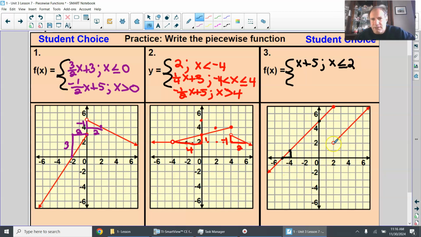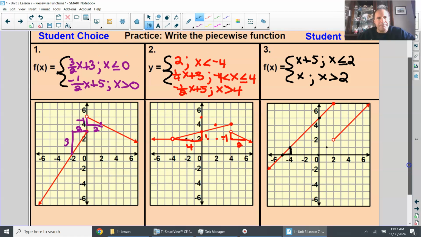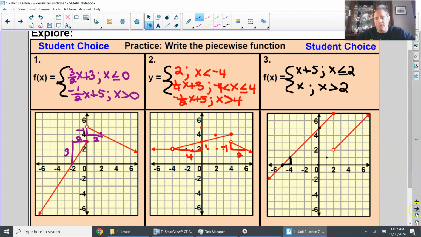All right, and this one right here has a 1 slope as well, and then I'm just going to continue that down. That is a direct variation. So it's just x. And it starts at 2 and goes forever. So this is x is greater than 2. And that is how you do that. You're writing your piecewise function based on the graphs that they give you.